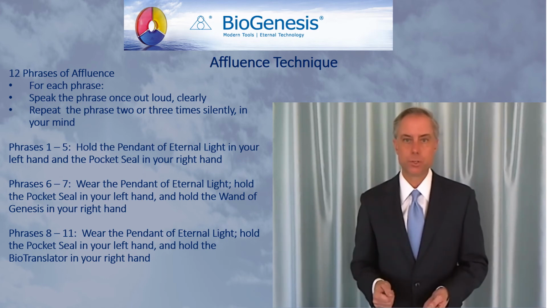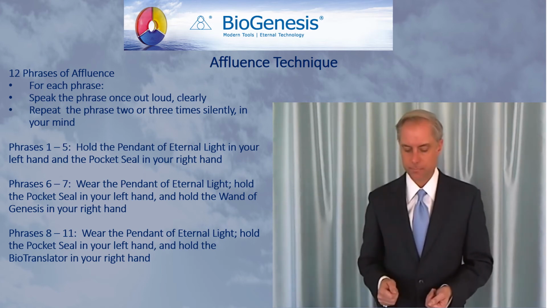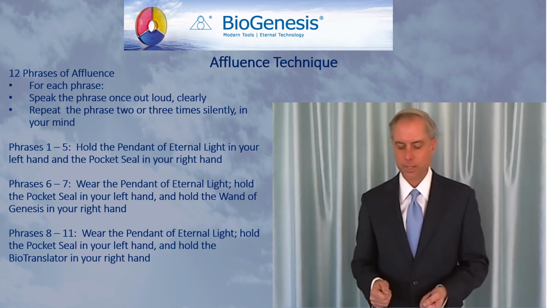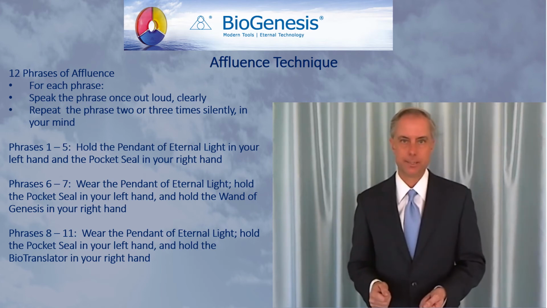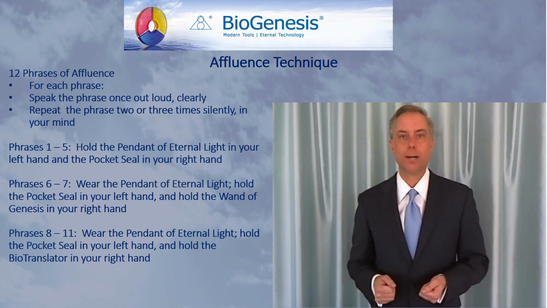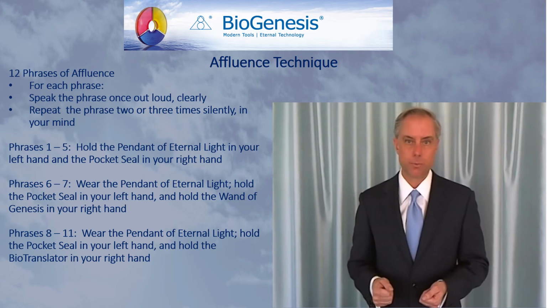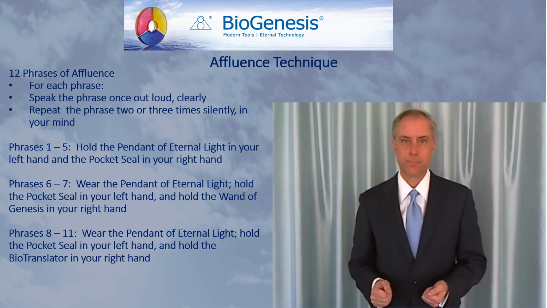Then we move to our next phrase, the 9th phrase of affluence. For this, we will again state the 9th phrase of affluence clearly out loud. Riches surround the desirable intent. Then we sit quietly, resting with our eyes closed. After several seconds, we repeat this phrase silently within our mind. Riches surround the desirable intent. We repeat this 2 or 3 times.